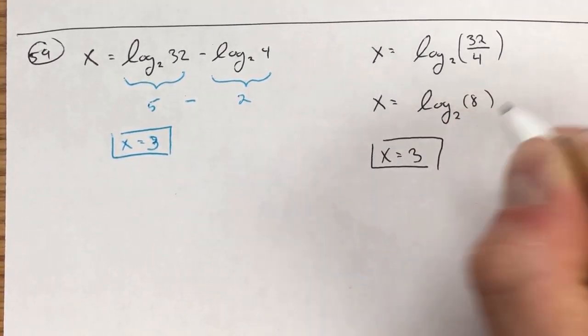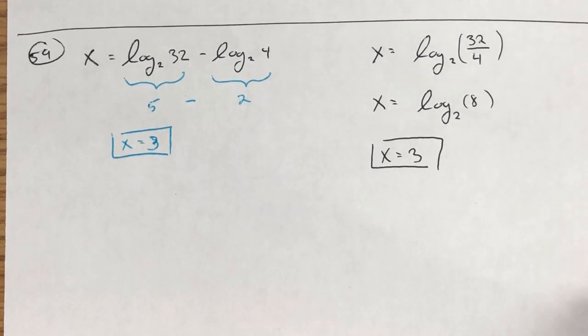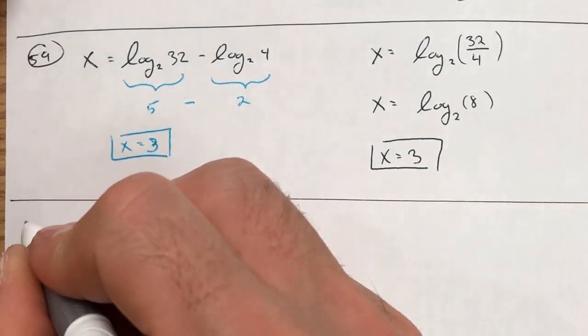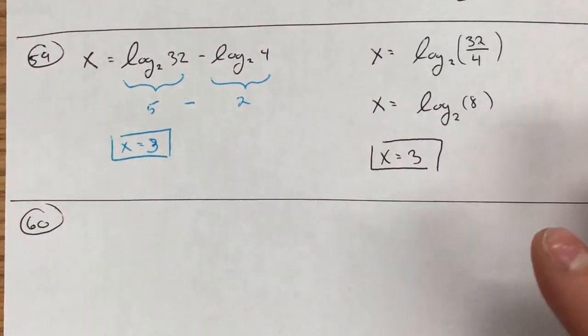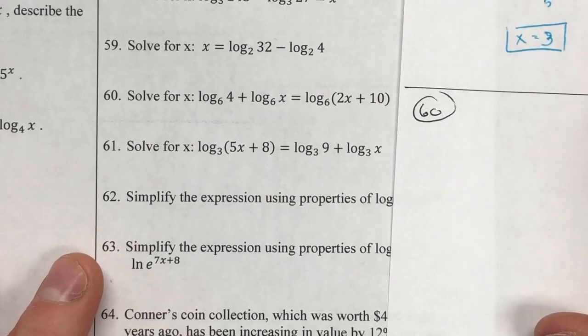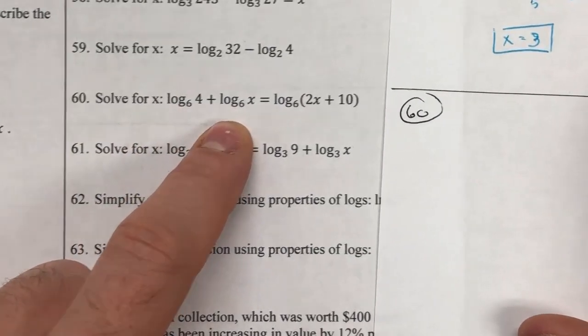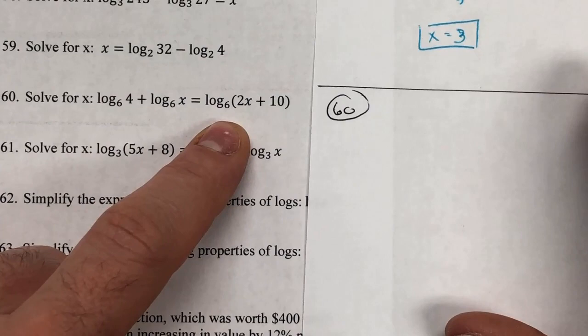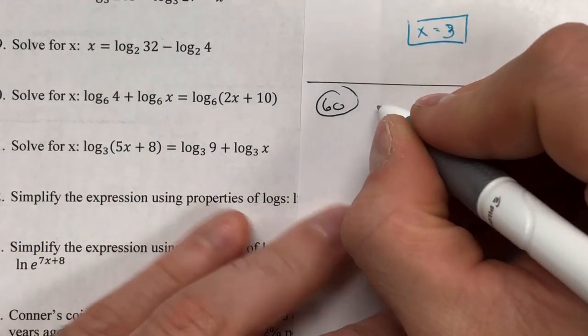So no matter how we work it, we get the same thing. That's the end of 59. Let's take a look at 60. Okay, so we have two log expressions equals a third log expression. Let's go ahead and write this down.